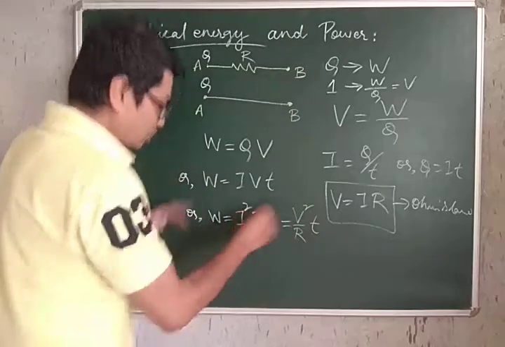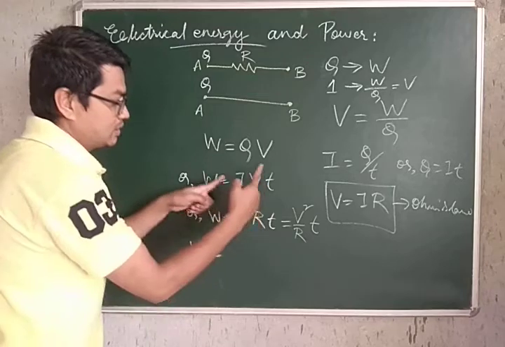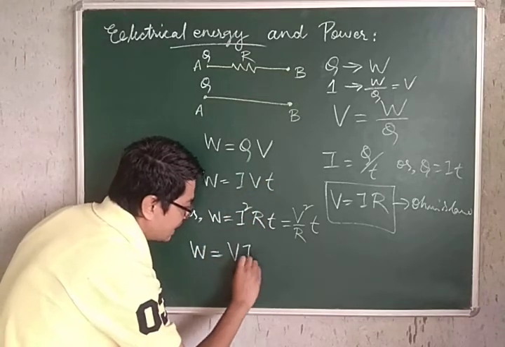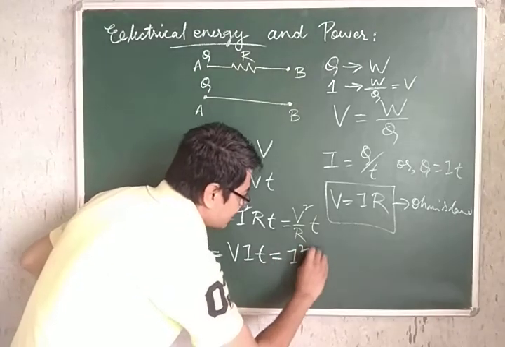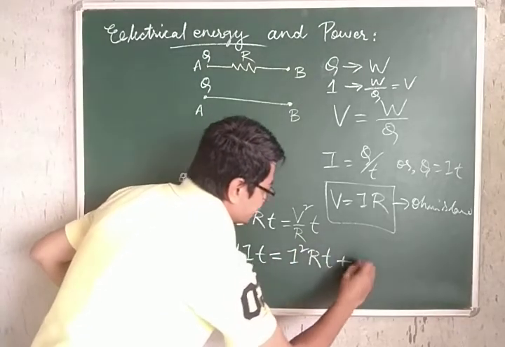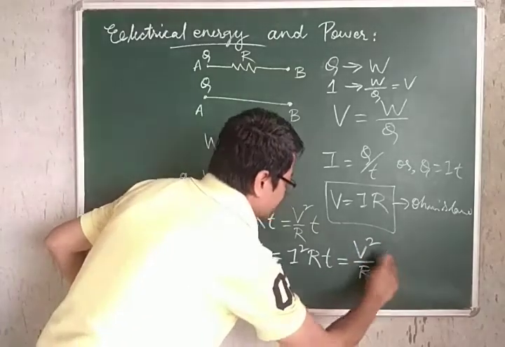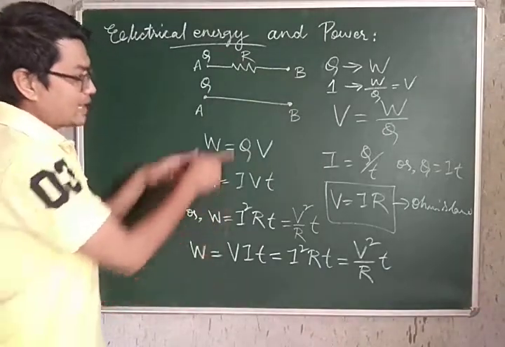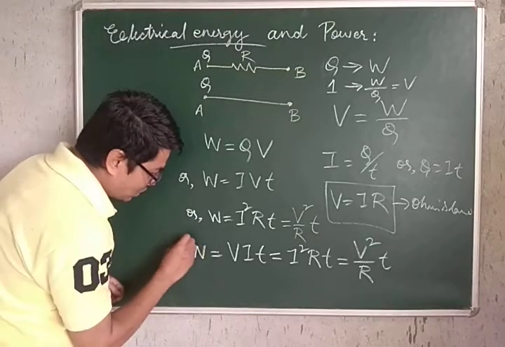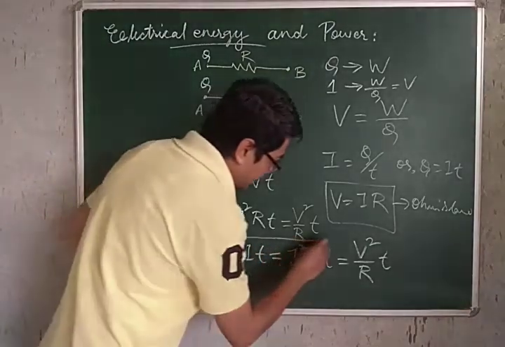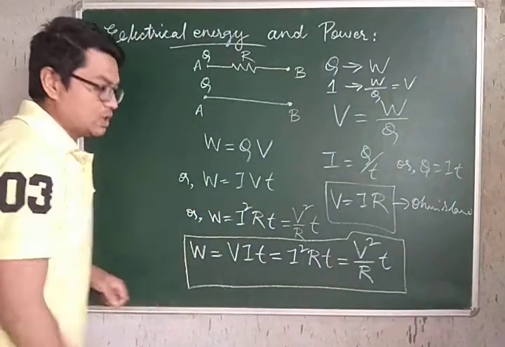So generally, the expressions that we can write for work done are, one is VIT or IVT, whatever you prefer writing. The other is I squared RT. The other is V squared by R into T. If you want to add this also, you can add W is Q into V. But these are the most basic and important relations for work done that you need to know.